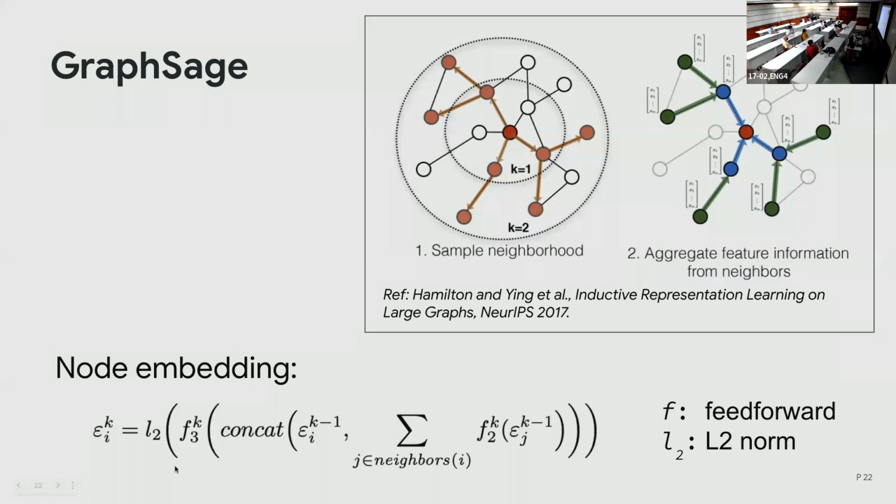So here is the embedding for node I, and K represents the depth of the GNN. When we compute the embedding for node I at depth K, we essentially concatenate the embedding at the different depth of that node with the embedding of its neighbors, passing through a feed-forward layer. And once we concat everything together, we pass that into another feed-forward layer and an L2 norm layer.